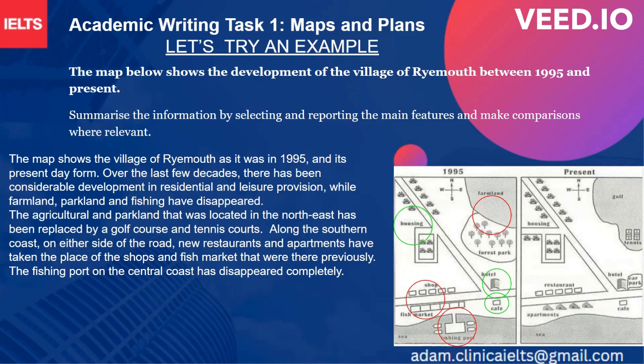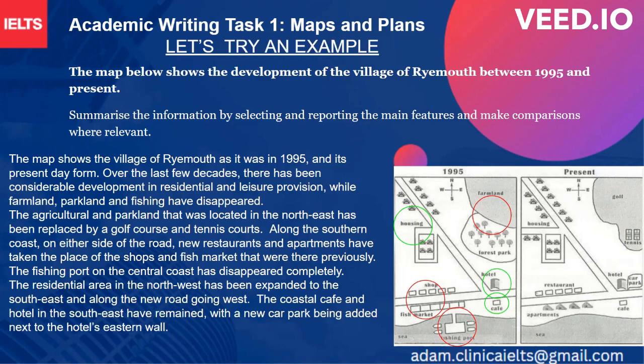And then my next main paragraph is going to talk about things that have changed a little bit, but not too much. Or in the case of the cafe, hasn't changed at all. The residential area in the northwest has been expanded to the southeast and along the new road going west. The coastal cafe and hotel in the southeast have remained, with a new car park being added next to the hotel's eastern wall. This is brief. This comes in at under 150 words, but I've got all the details, everything we need to talk about. Anyone reading that could have a pretty clear idea and be able to redraw these maps based on the descriptions.